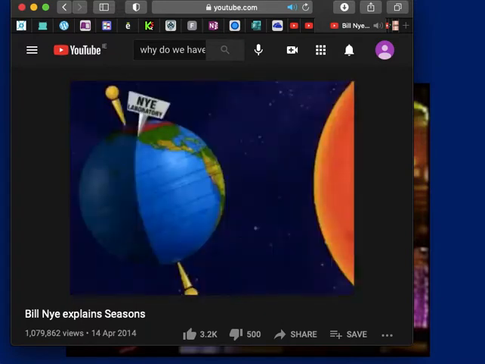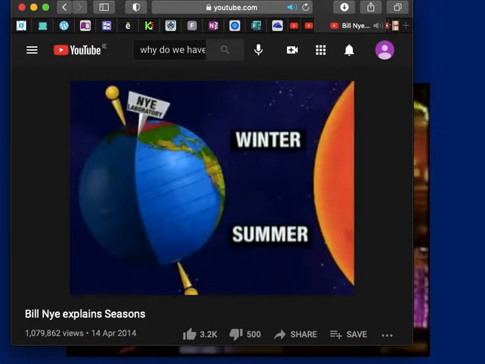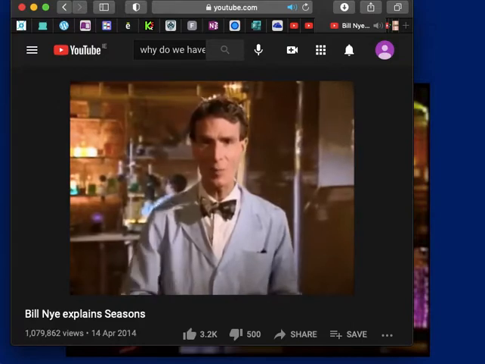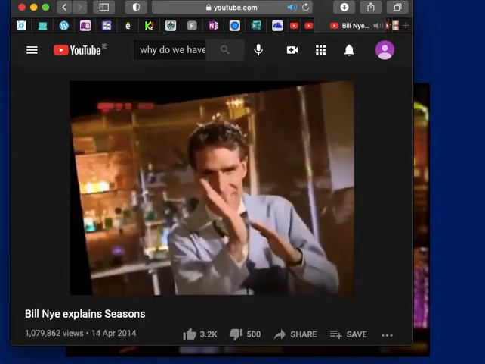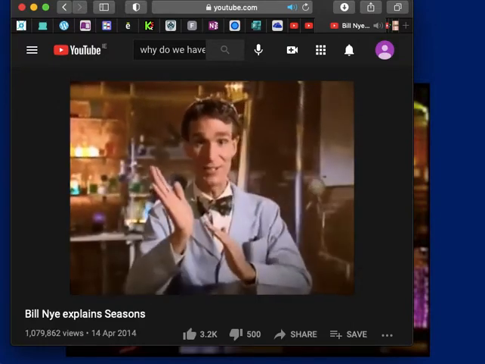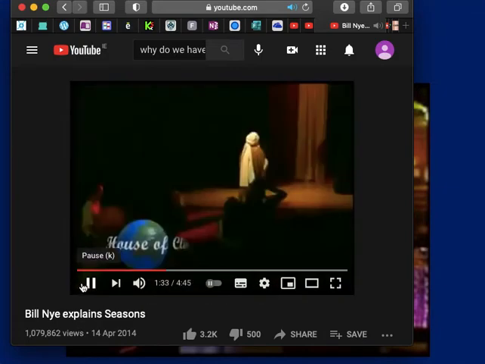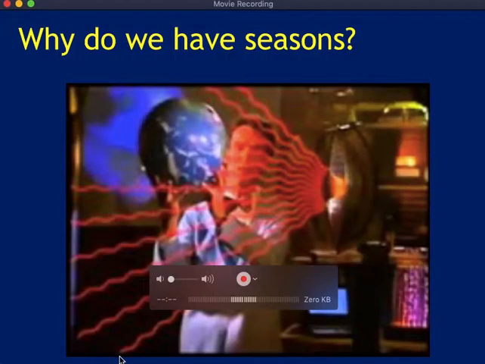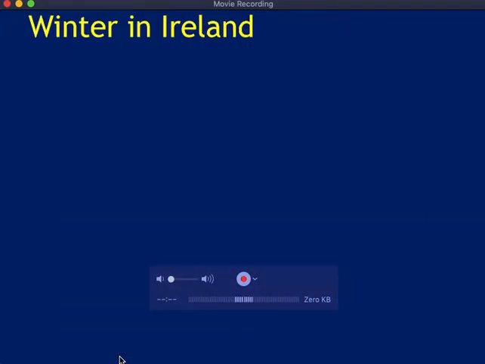Then, when the part of the Earth that we're on is tilted away from the sun, it's wintertime here. And it's summertime on the other side of the world. Isn't that wild? All because the Earth's axis is tilted. That's the reason for the seasons. Alrighty, so we're now going to have a look at that.